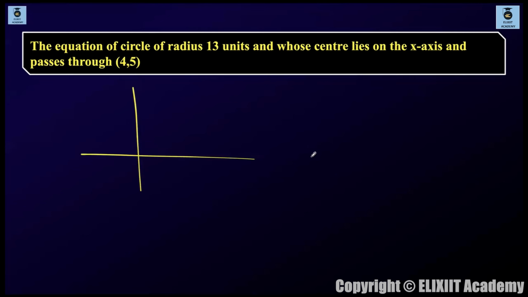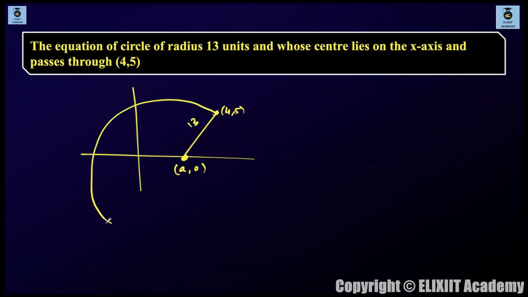So the center is where? The center lies on the x-axis, so the center will lie over here on the x-axis. X-axis means the center is of the form (a, 0), definitely. Radius is 13 units, and it is passing through the point (4, 5). (4, 5) is in the first quadrant only, so I'm taking it here. So it's a circle like this. This must be the diagram. This is what the circle looks like.